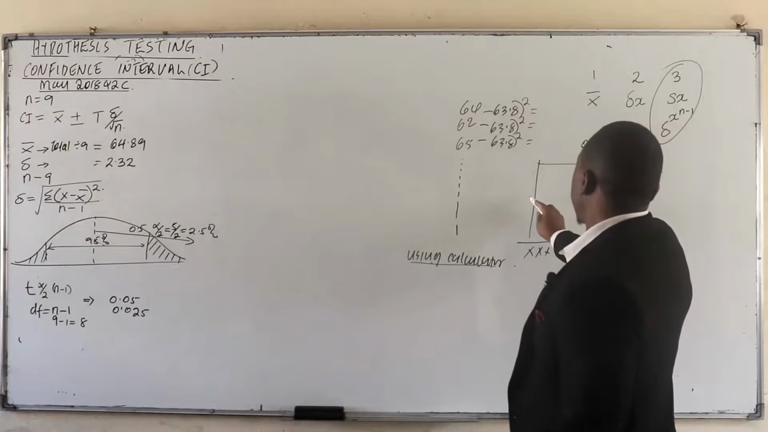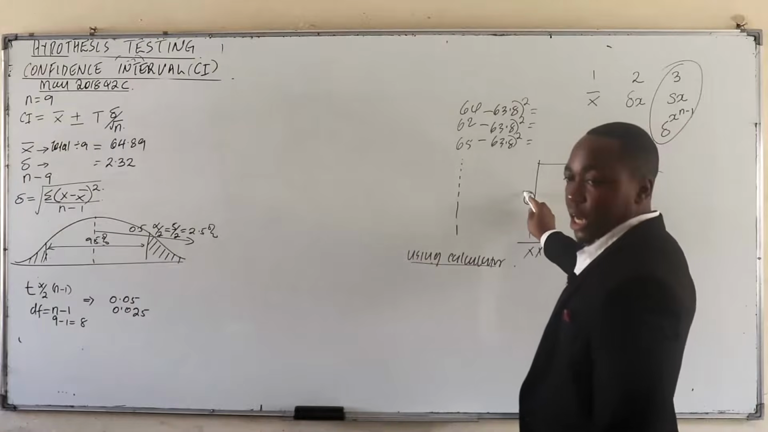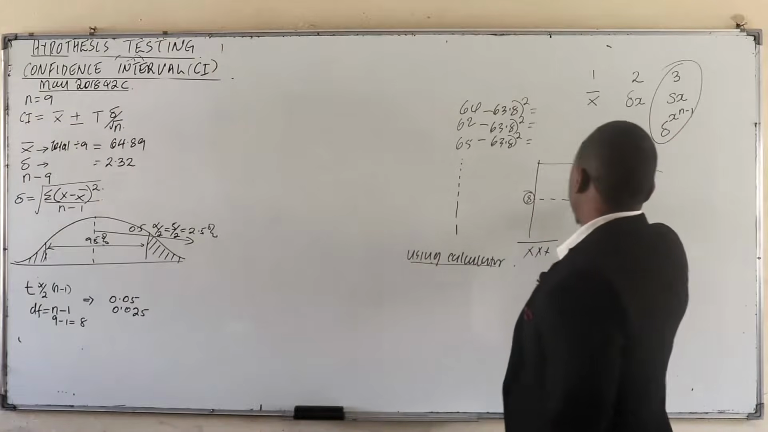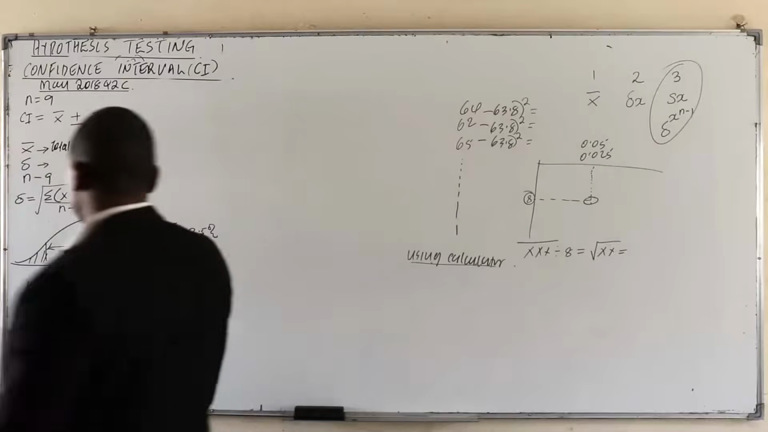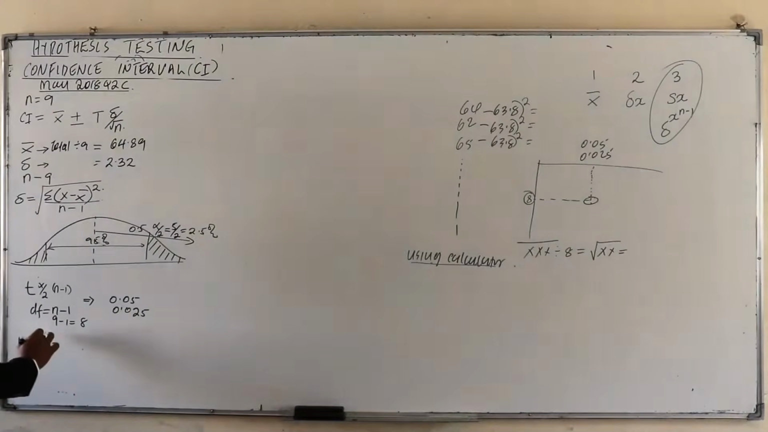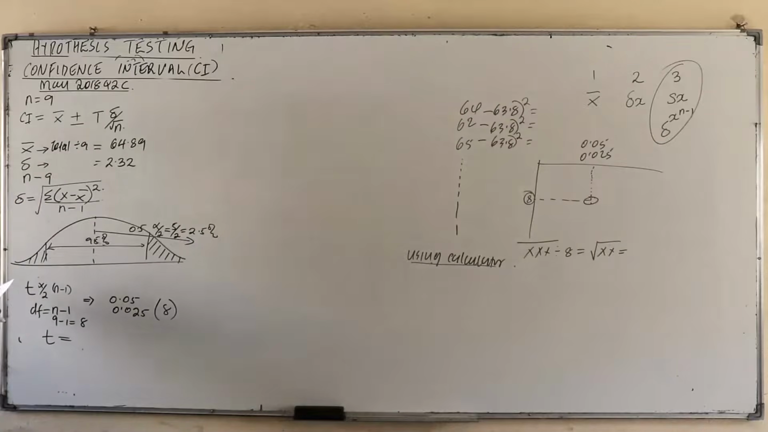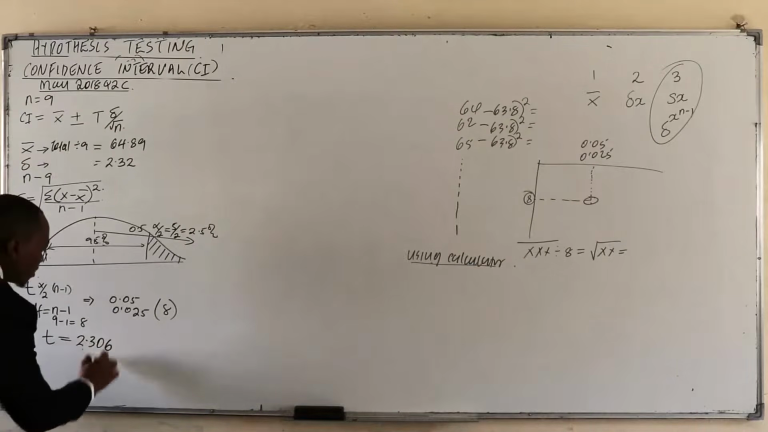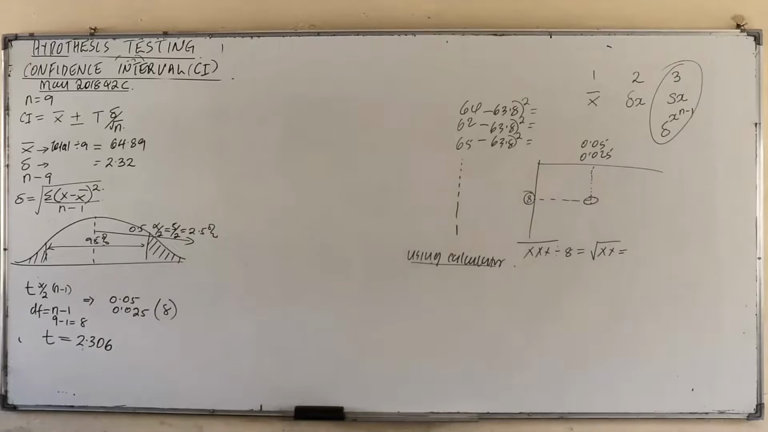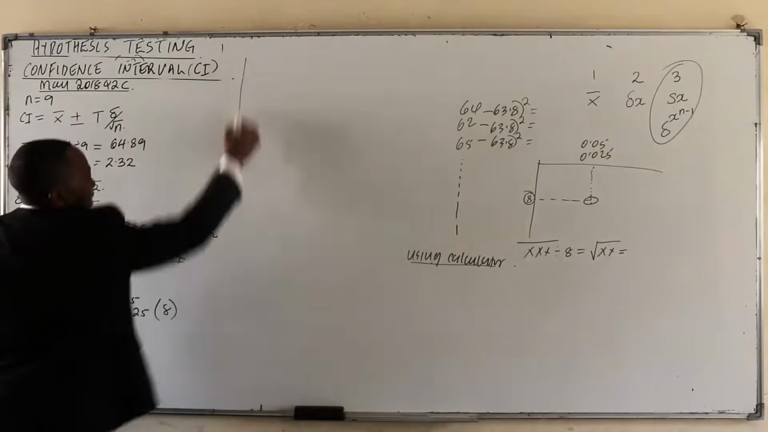Then go down to where the degrees of freedom is 8. Up to where the degrees of freedom is 8. Give me that coordinate. You get? 2.306, correct. 2.306. So that means now we can get our confidence interval.